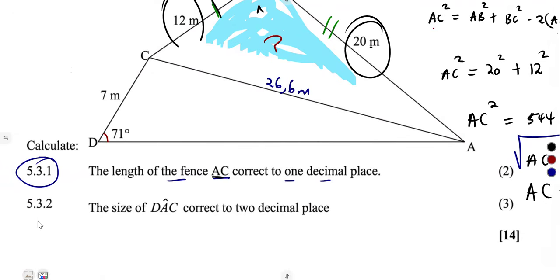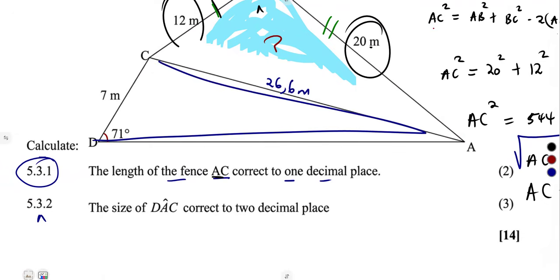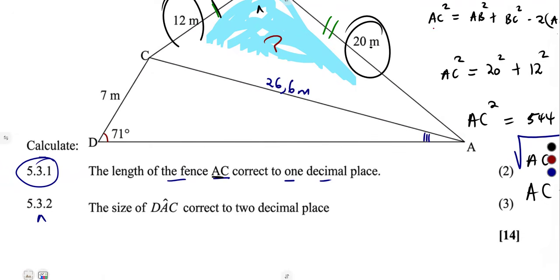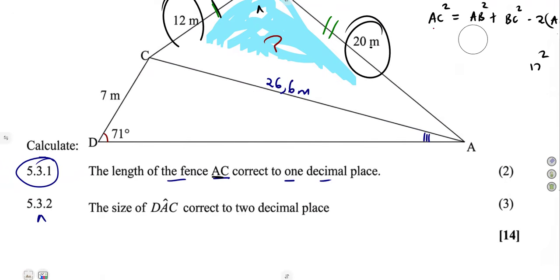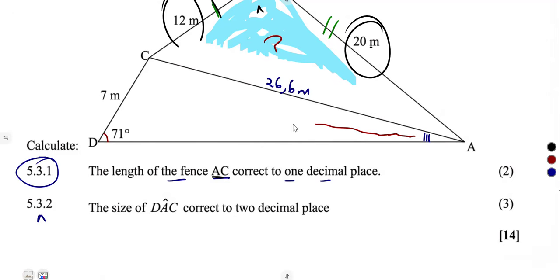So the question now on 5.3 is to calculate DAC, the angle that is formed at A. So how can I determine that angle? This is our sine rule, guys. An angle corresponding to a side, an angle given corresponding to a side again. Once this happens, that the angle corresponds to the side, use your sine rule.